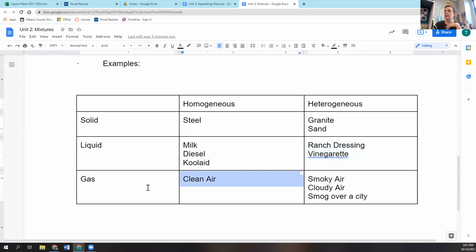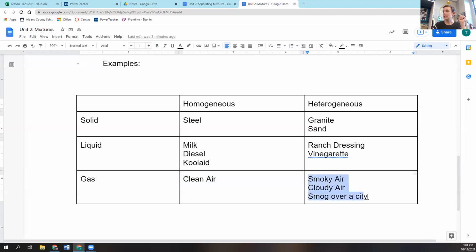Okay, a homogeneous gas mixture would be air, clean air. When you are in a room in our buildings, we have very clean air. It's very equally distributed: nitrogen, oxygen, carbon dioxide. There's some water vapor in there. All of those gases are very evenly distributed, so that makes that a homogeneous mixture.